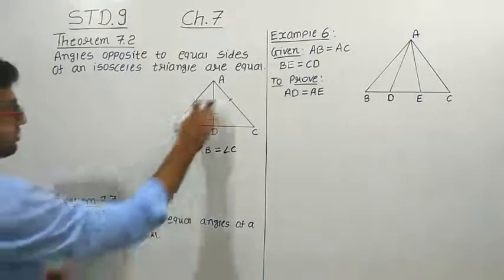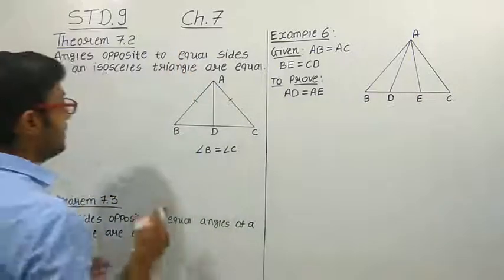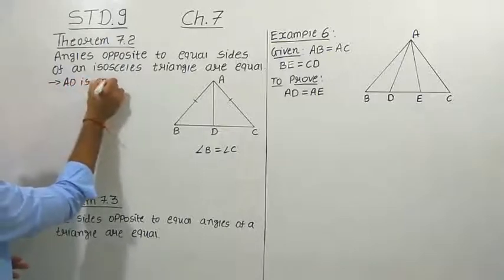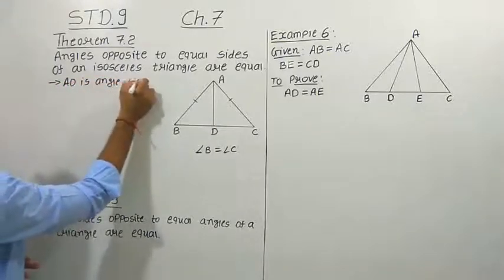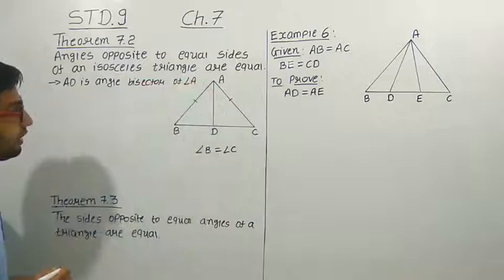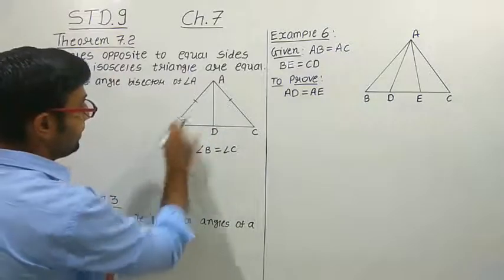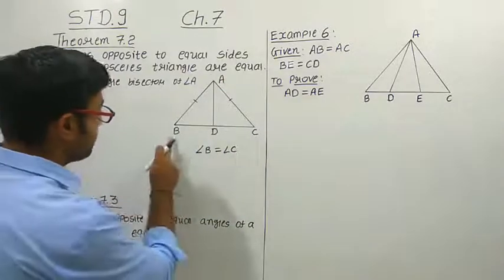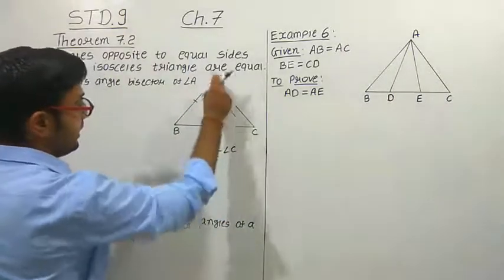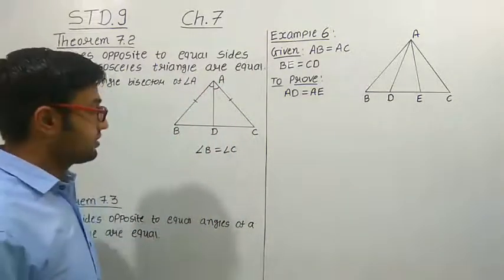Okay, so let us consider triangle ABC to be an isosceles triangle. Let us draw AD. What is AD? AD is the angle bisector of angle A, right? What will happen if there is an angle bisector? That means the total angle BAC is divided into two parts. One is BAD, and the second one is CAD. So this total angle is divided into two equal parts, right?